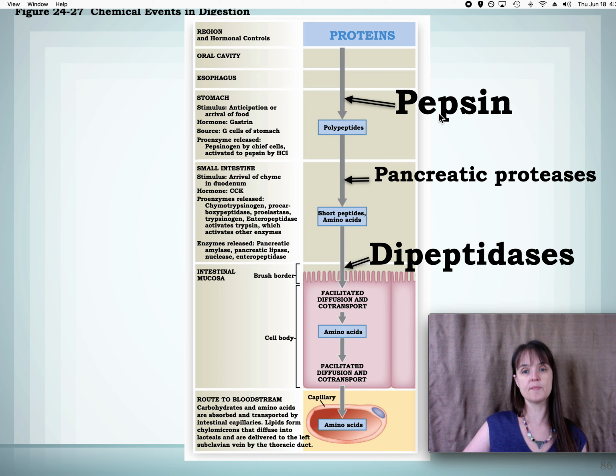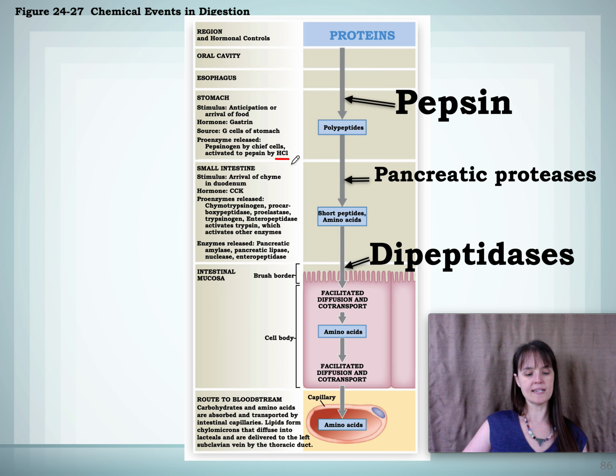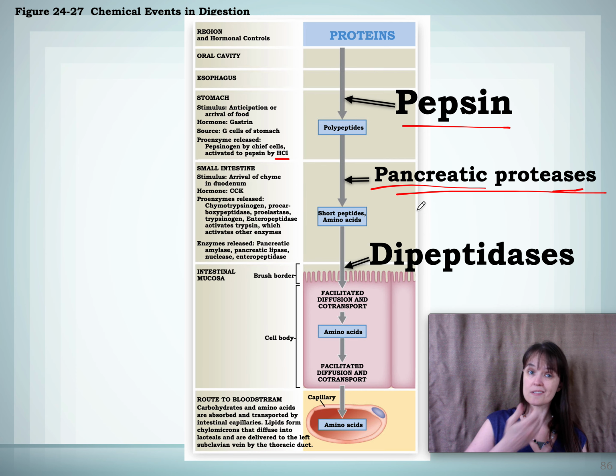Chemical digestion in the stomach by hydrochloric acid. The proteolytic enzyme secreted in the stomach, active at pH 1.5 to 2.0, is pepsin. In the duodenum, active at pH 7 to 8, so that's just a little bit alkaline. 7 is neutral, 8 is a tiny bit alkaline. And those are the pancreatic proteases. Anything with pancreatic in it, that's one of our enzymes, is going to be part of the pancreatic juice.